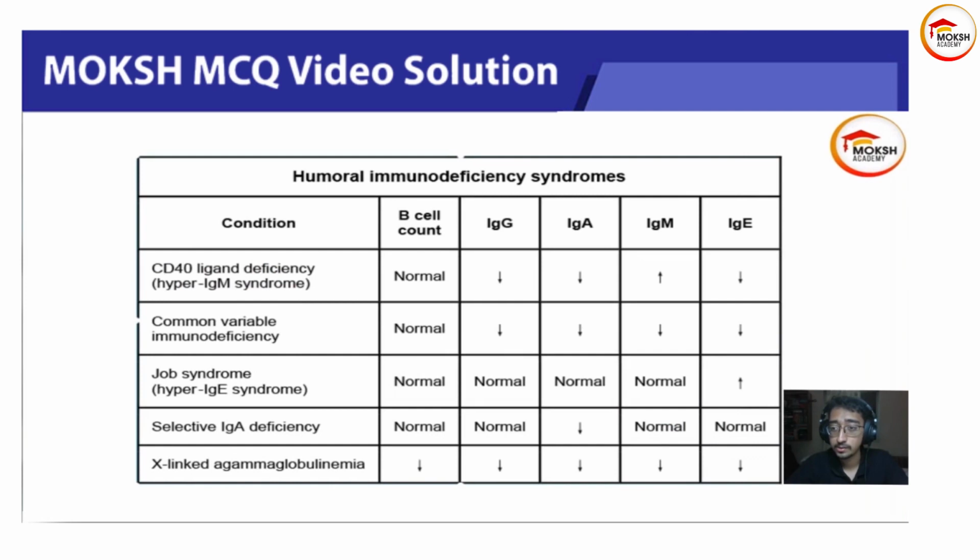Now look at this table here. This will summarize all the findings of different immunodeficiency syndromes. Okay, abhi we are discussing X-linked agammaglobulinemia, which is basically Bruton's only. ठीक है, उसमें B cell count is decreased and all immunoglobulin class levels are decreased. ठीक है, while in common variable immunodeficiency, B cell count is normal, everything else is decreased. CD40 ligand deficiency में there is increased IgM and everything else is decreased because there is no class switching.